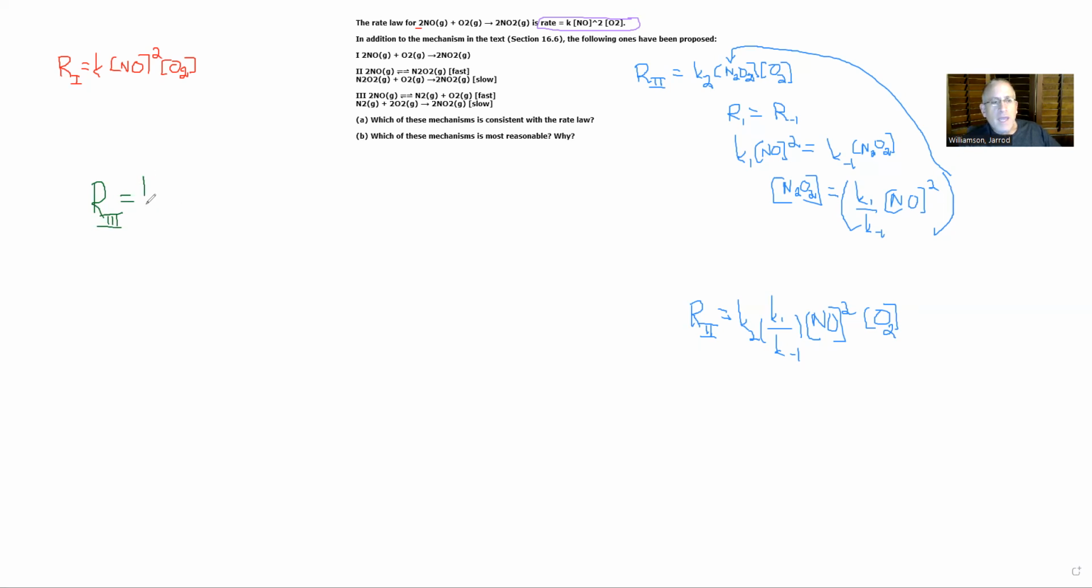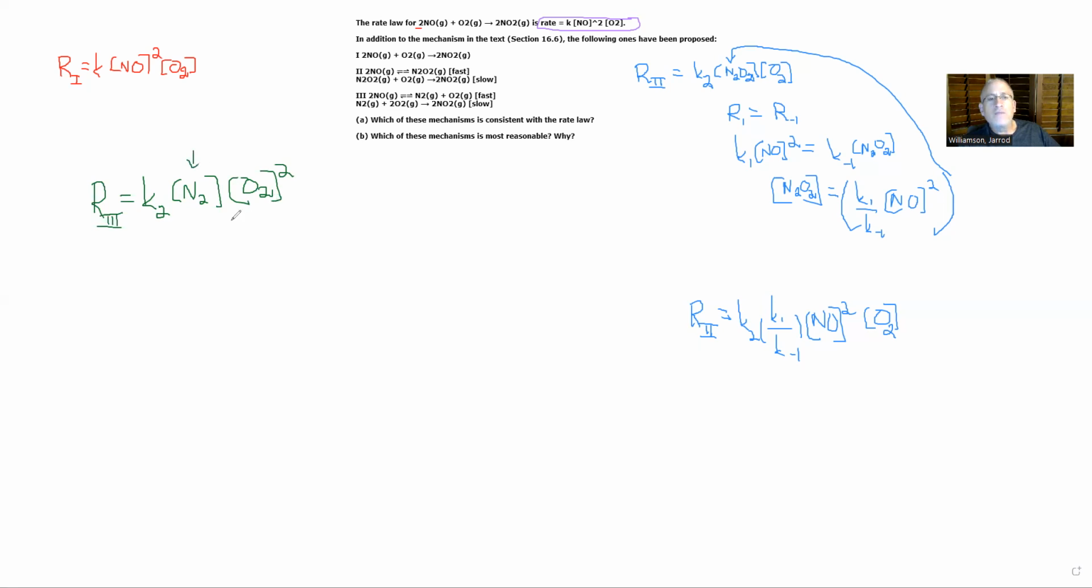So that's going to be K2 times N2, and we're going to have here O2 squared. This does not look like this, but again, we have an intermediate.